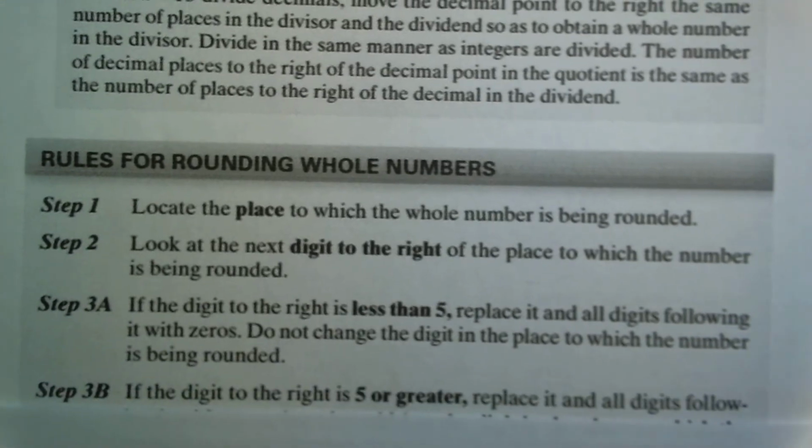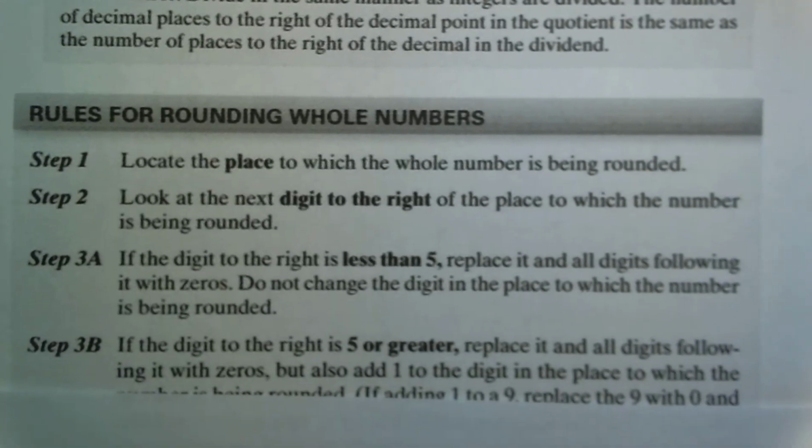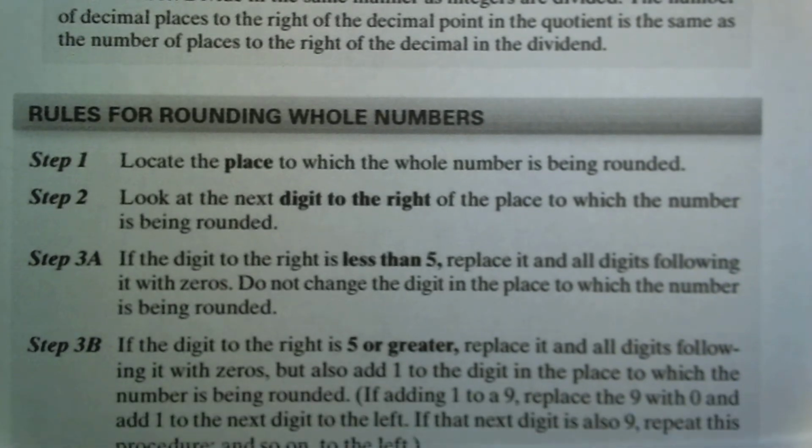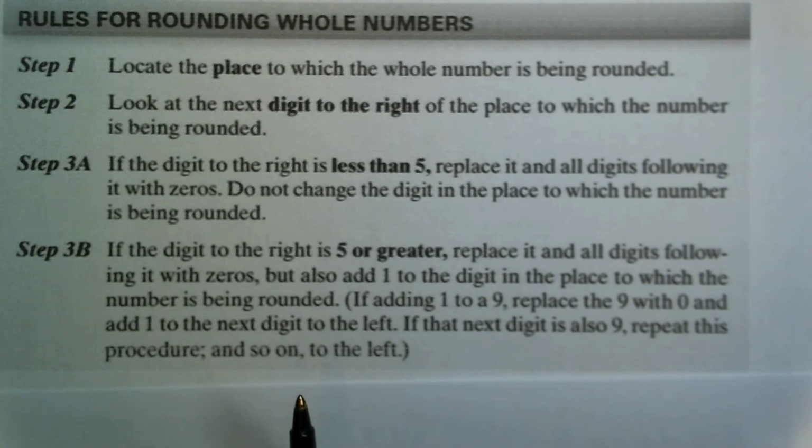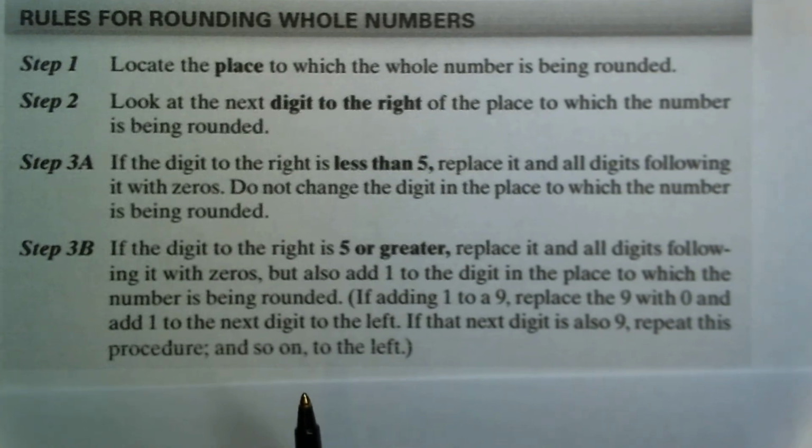Okay? And then for the case where the digit to the right is 5 or greater, replace it and all digits following it with zeros. But also add 1 to the digit in the place to which the number is being rounded. In other words, if adding 1 to 9 replaces the 9 with 0, then add 1 to the next digit to the left. If that next digit is also 9, repeat this procedure and so on, always going to the left. And I'm sure you've done this before, but this is the exact definition or specification, how to do this.